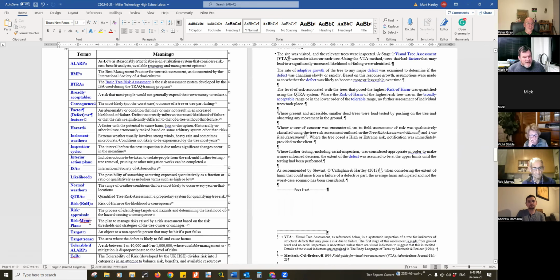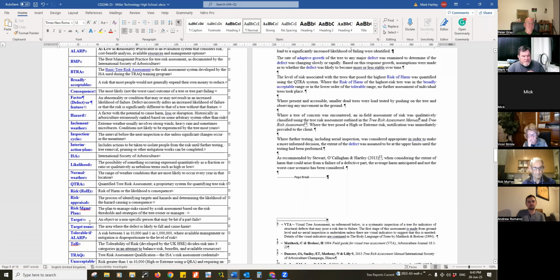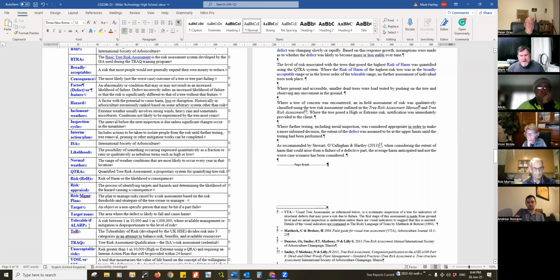Risk management plan, and I don't produce that. It's the plan to manage the risk raised in the risk assessment, based on the risk thresholds and strategies of the tree owner or manager. I simply give them the information that allows them to do that, and I usually give them some form of guidance as to what things they can do. Target is obvious. Target zone is obvious. Tolerable if ALARP, again, that's from our work health and safety.